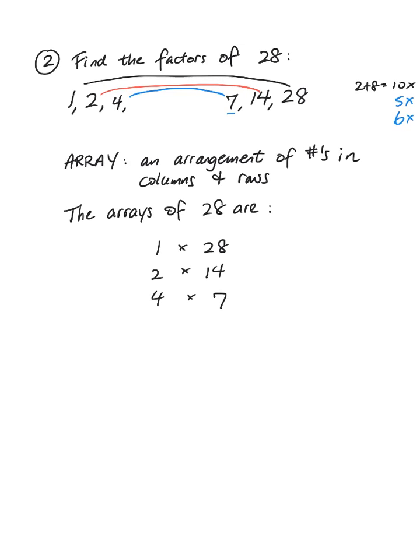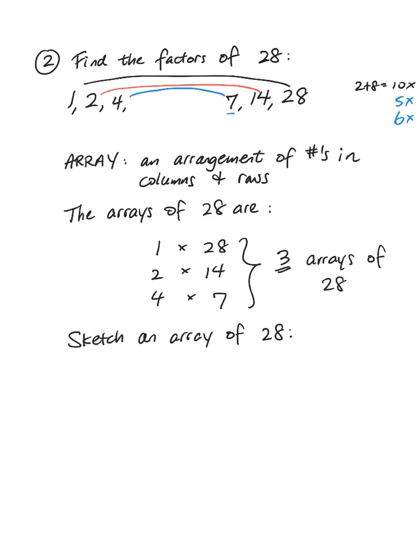Okay, so notice that we've grouped them into pairs. So those are the arrays of 28. So therefore we say there are 3 arrays or 3 groups of arrays of 28 because each pair of factors makes up an array. And usually in the past, if you're asked to draw or sketch the arrays, so for example, sketch an array of 28, then I would maybe let's pick 4 by 7, for example. So you can use dots or circles.